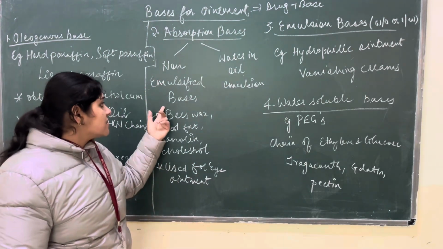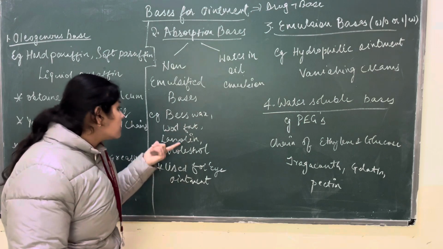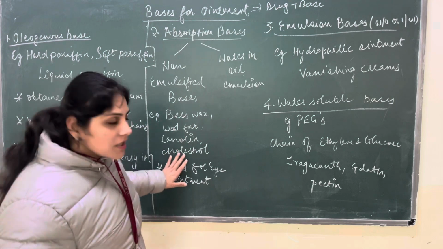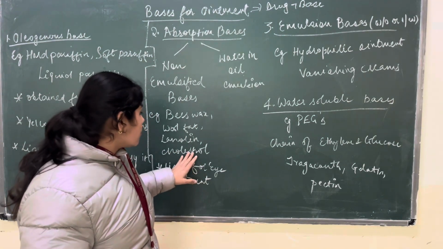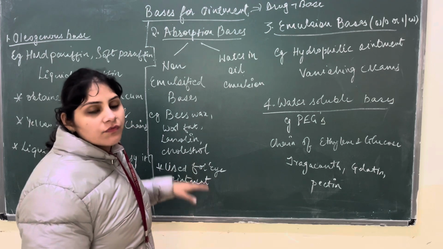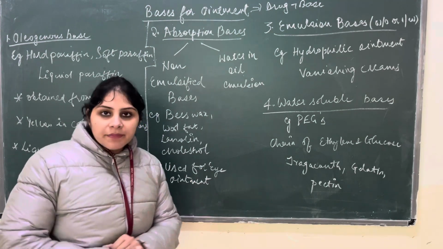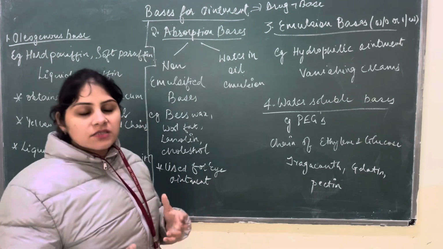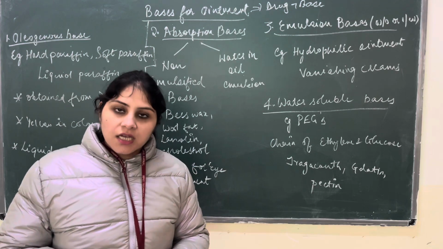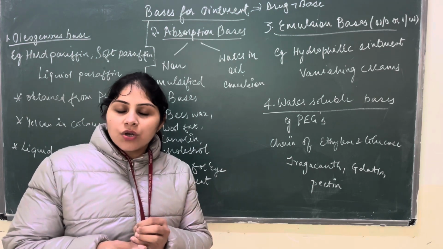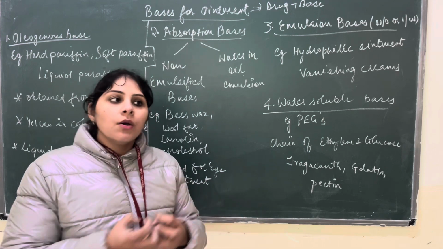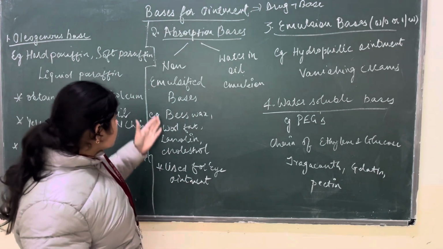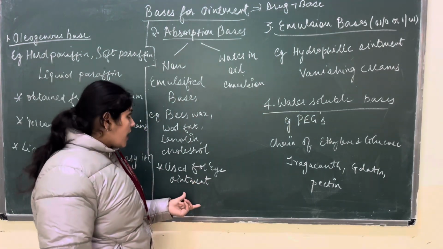They can also be used as a base for the formulation of ointment. Then in the non-emulsified bases, we include beeswax, wool fat, lanolin, cholesterol. All these absorption bases are used for the formulation of eye ointment. Why do we mainly use absorption bases for eye ointment? Because our eyes need more hydration. If we incorporate water, the absorption bases absorb more moisture and hydrate our eye. So these non-emulsified bases are mainly used for eye ointment.